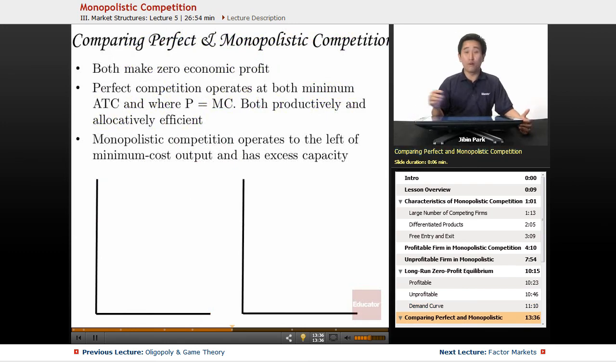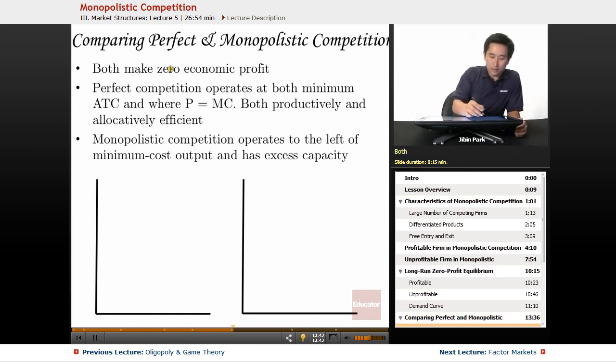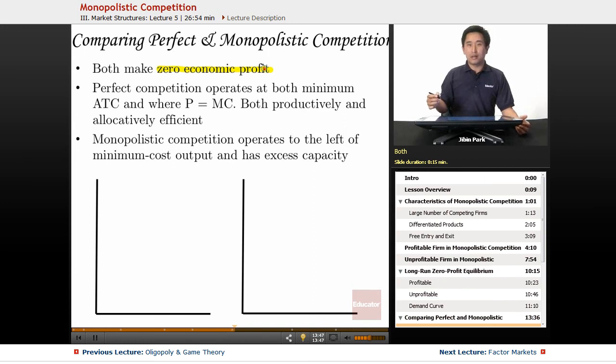So let's compare perfect versus monopolistic competition. How that actually would look here. What are some commonalities? Well, both make zero economic profit. So that's something that is very similar. There's no economic profit to be made. So there is accounting profit, but there is no profit beyond the opportunity cost.